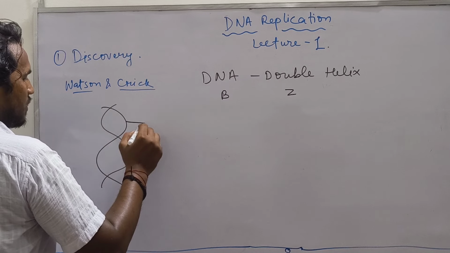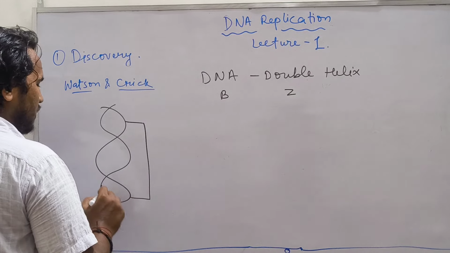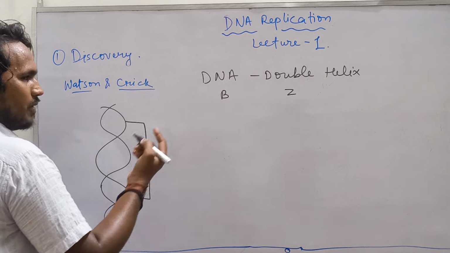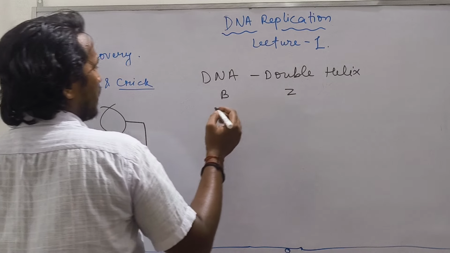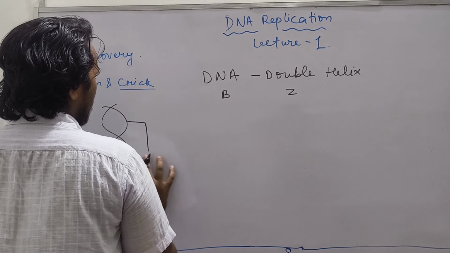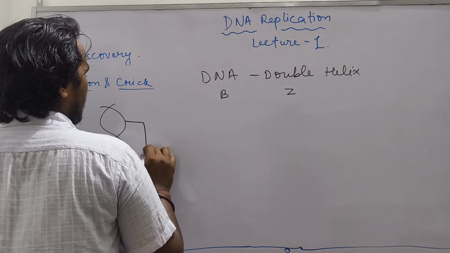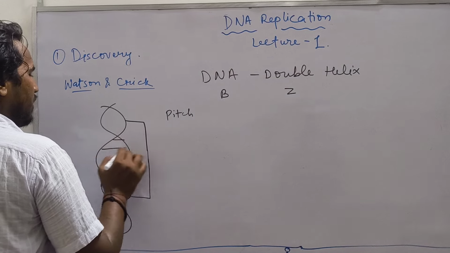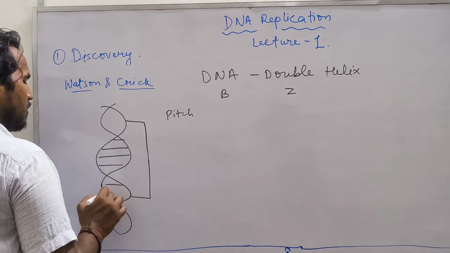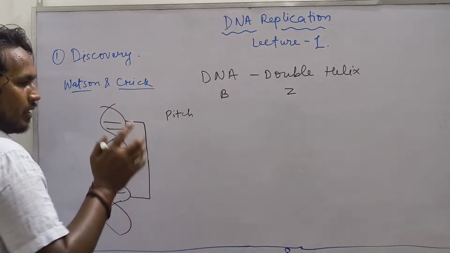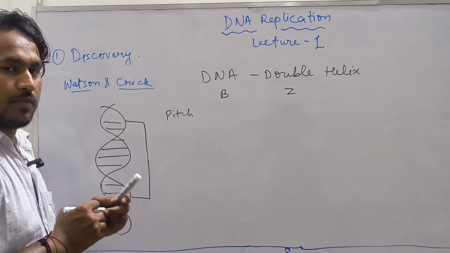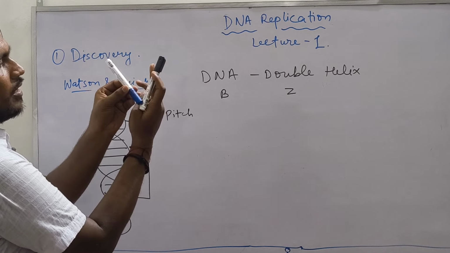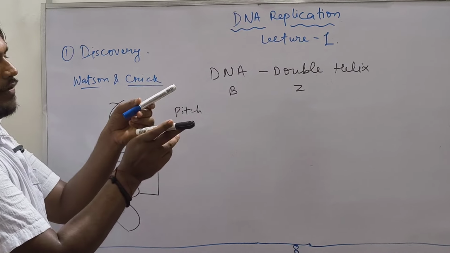From this pitch to this pitch, this is one pitch. This complete pitch is called one pitch, and the length of this, in B-DNA, is a pitch, and this is a nitrogenous base. This nitrogenous base pair has a twisting. Suppose this is one nitrogenous base and this is another. There is an angle between them. You can see this angle, and this angle has some value.